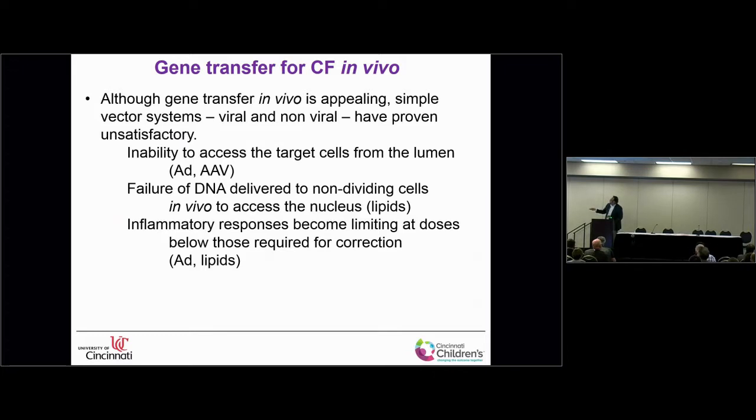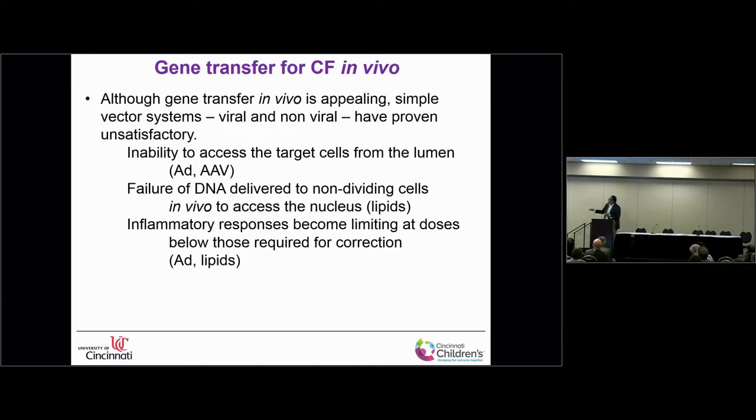So Kevin mused about the differences between viral and non-viral vectors. In CF, that has been much highlighted. The viral vectors in CF have trouble accessing the cells from the lumen, and so adenovirus, for instance, has its receptor, and most of the adeno-associated virus serotypes have their receptor on the basolateral side, so you have to have injury for these to work very well in the airway.